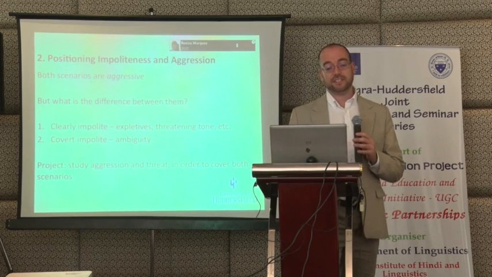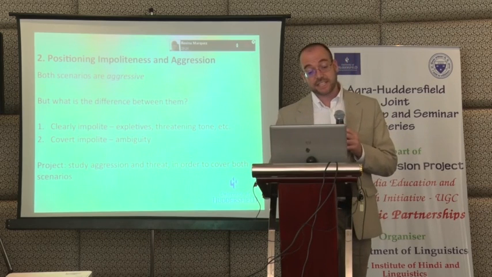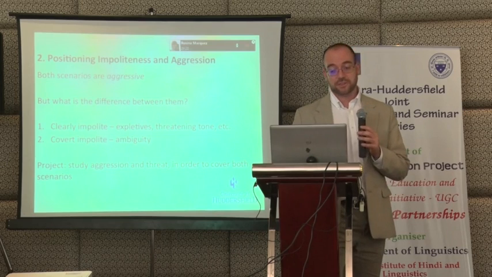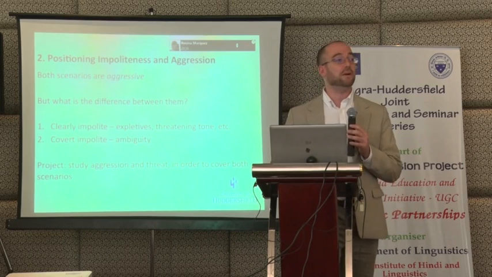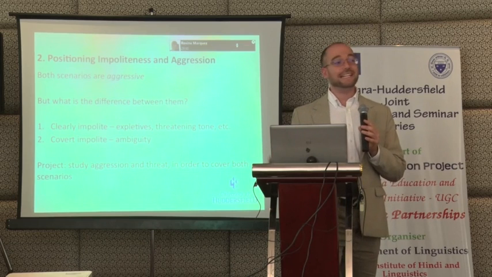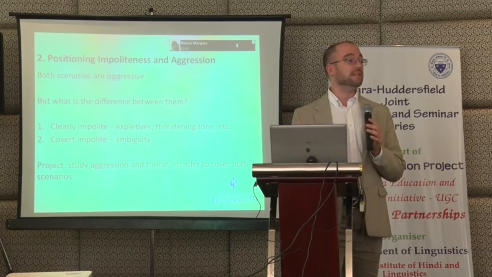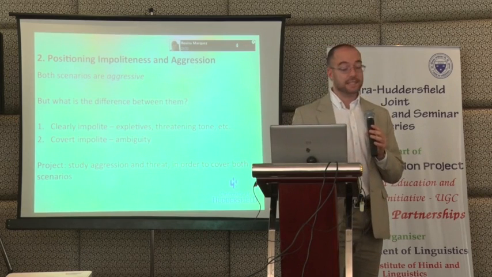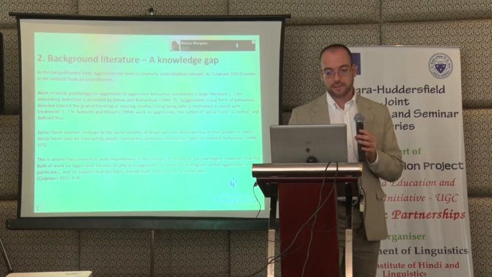So there are cases, I go to the next slide now, there are cases which are clearly impolite: expletives, threatening tone or prosody, and so on. And there is the covert impolite, in which there is a sense of ambiguity, but it's an ambiguity only from the perspective of clear traits, clear linguistic clues by means of which we could capture this. Like, there is no expletive again, but aggression is there. And we need to study both of these scenarios.